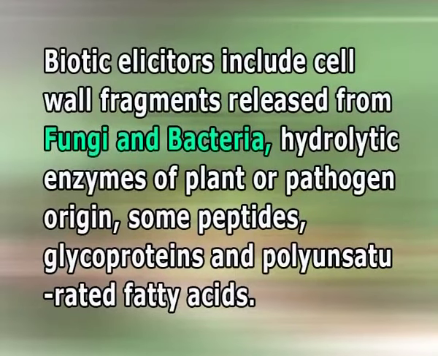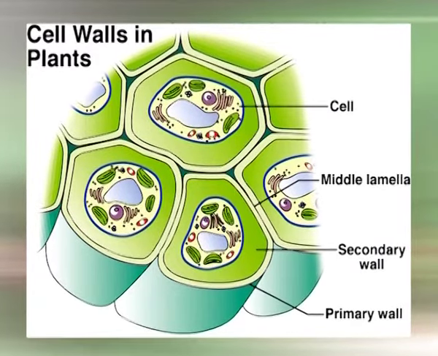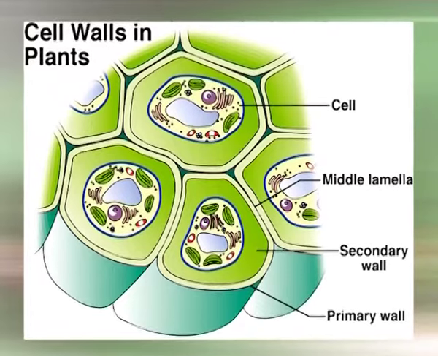Biotic elicitors include cell wall fragments released from fungi and bacteria, hydrolytic enzymes of plant or pathogen origin, some peptides, glycoproteins and polyunsaturated fatty acids. These elicitors induce defense responses in a range of host species. Often, non-specific elicitors act as a general indication that the cell has been damaged in some way. For example, the release of fragments of cell wall can elicit a defense response.